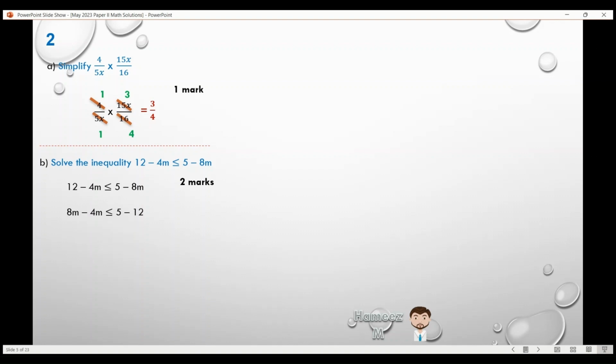So that gives us 8m minus 4m. And if we minus 12 from both sides, the 12 on the left side will disappear. So we have 5 minus 12 on the right-hand side. 8m minus 4m now is equal to 4m. So 4m is less than or equal to minus 7. So we want m now. We can divide. M is less than or equal to minus 7 over 4.